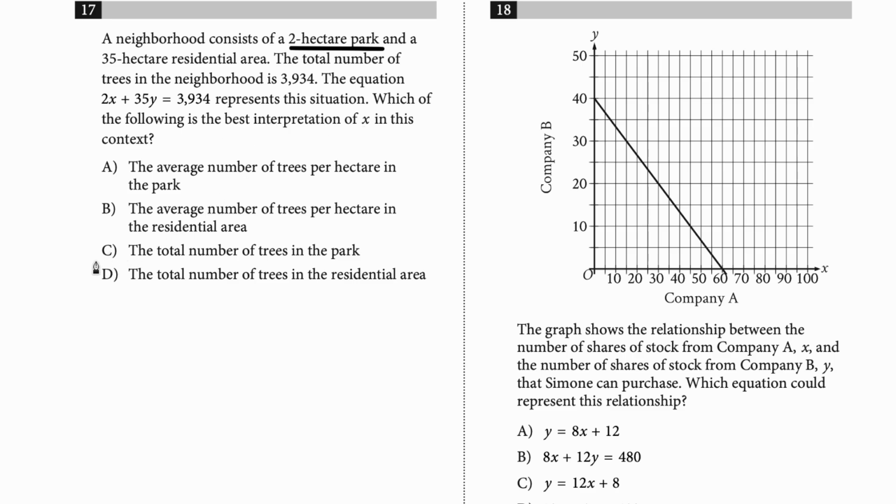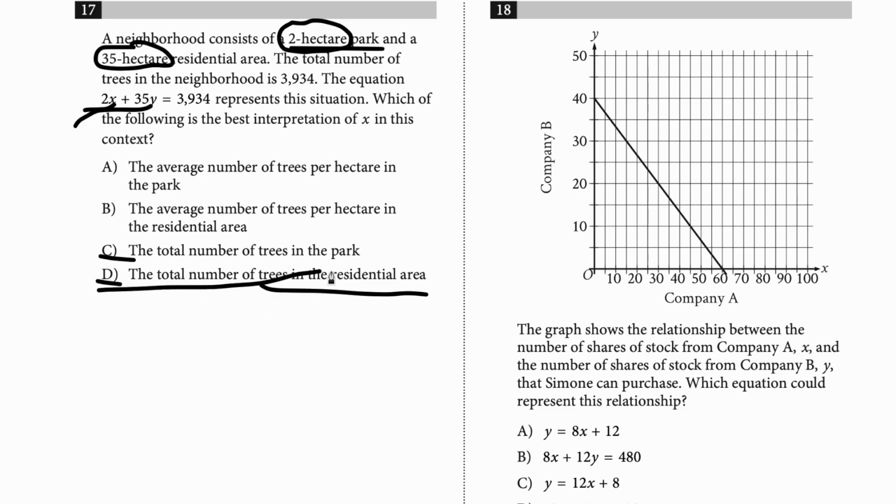Now let's take a look at option C and D. The total number of trees in the park and the total number of trees in the residential area. They're talking about, for x and y, it'd be the total amount. But in a neighborhood, there could be a wide variety of how many trees are in the park or residential area. And they're talking about 2 hectares specifically and 35 hectares. And option C and D don't say anything about how much it is per hectare. So you'd erase option C and option D.